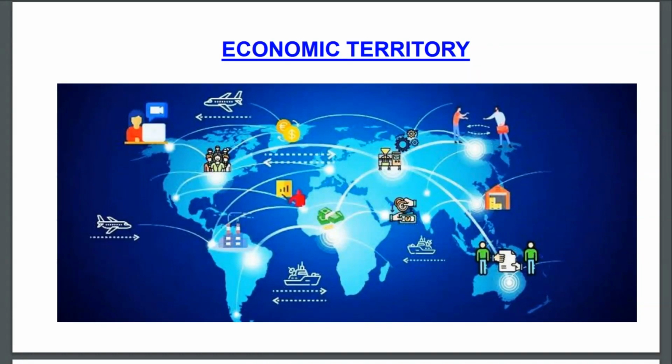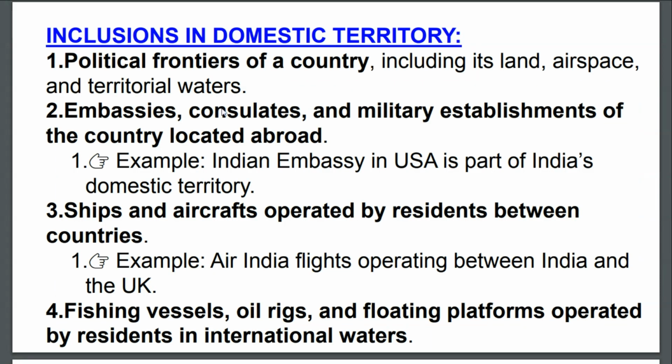Basically, domestic territory means the area which is under the control of our government, whether from a political perspective or a geographical perspective. That's point number one. Apart from that, there are three other places we are including: embassies, consulates, and military establishments abroad, which are controlled by Indian residents. Right, that's very essential. This is an exception. You see, points number two, three, four.